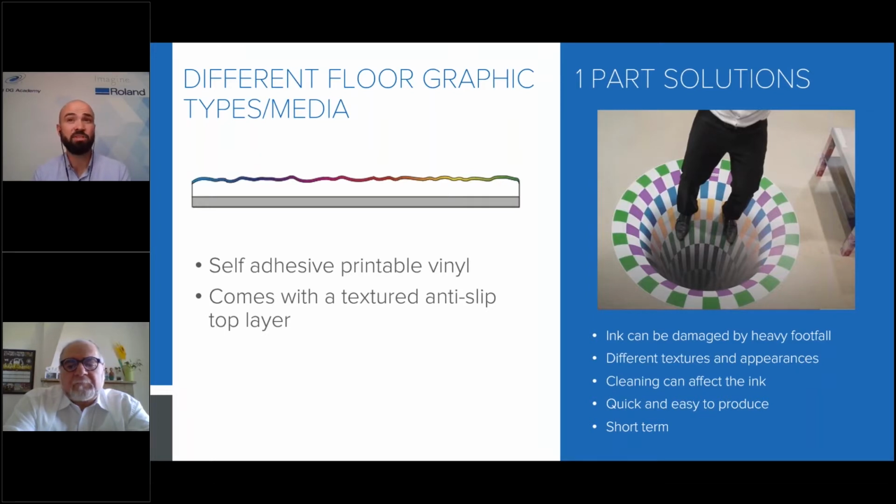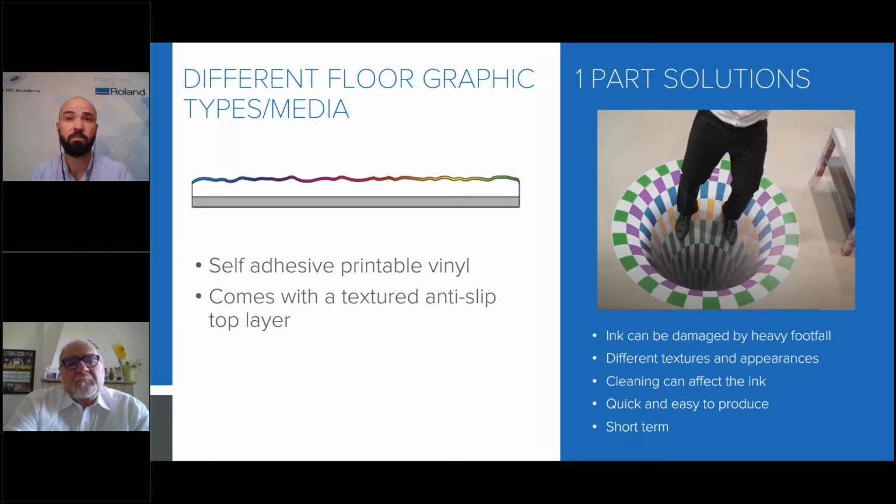One of the downsides might be that your ink could be damaged over time by heavy traffic. Where you have peaks and troughs within the surface of the vinyl, the peaks would be exposed to any weather or traffic, meaning that the ink over time could deteriorate there. Some of the benefits: you do have many different textures and appearances for the anti-slip vinyl that you're printing onto. Some of them may have a sort of patterned surface on them. Some of them might be a higher texture than others. The downside, again, is that the cleaning might affect the ink on the surface. Depending on the cleaning solutions that you're using, they could affect the ink.